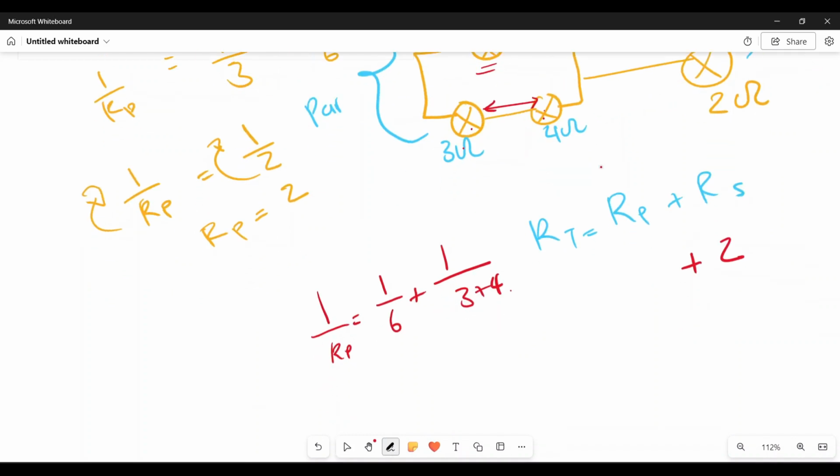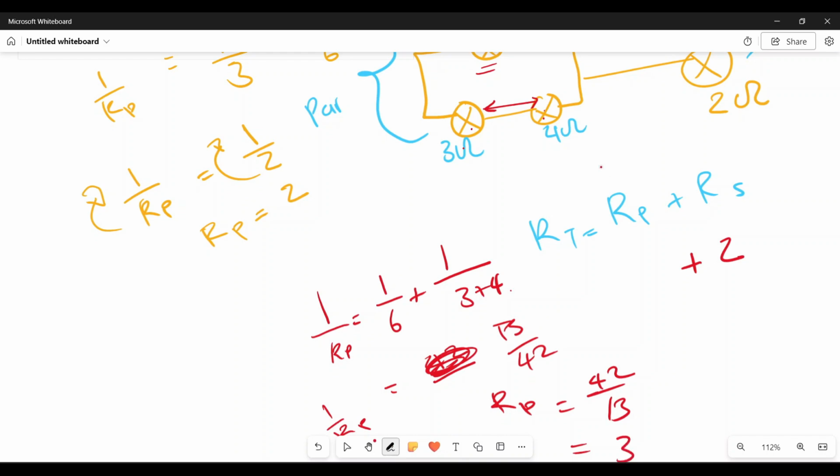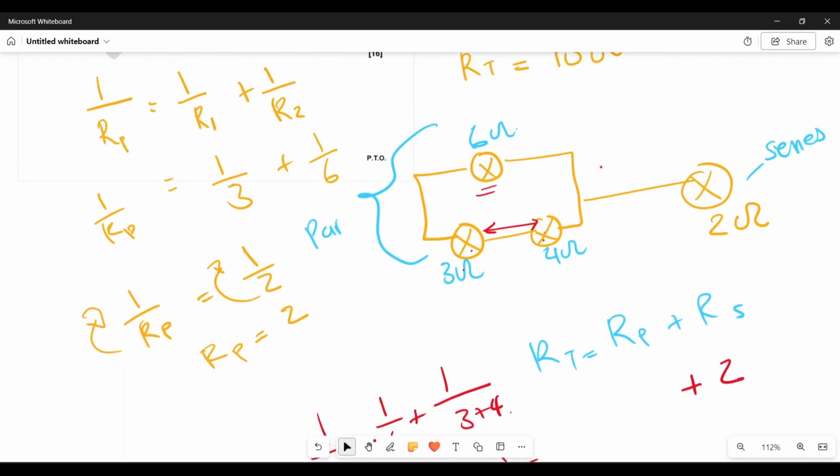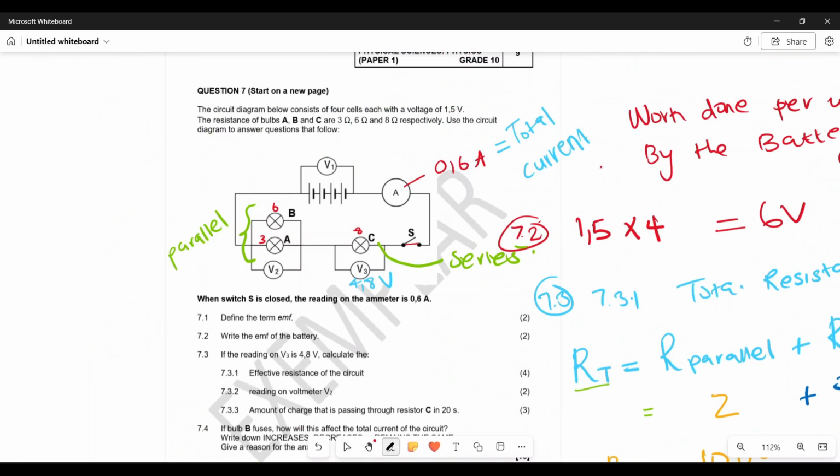As a result, our 1 over Rp is equal to 1 over 6 added to 1 over 7, which should be equal to 13 over 42 rather, 1 over Rp. So as a result, your Rp would be equal to 42 over 13, right? Now punching that into my calculator, 42 over 13 is the same as 3.23 ohms, rounding it off. So this is how we would have done these calculations if maybe you had another light bulb next to this light bulb A, or next to this light bulb B.